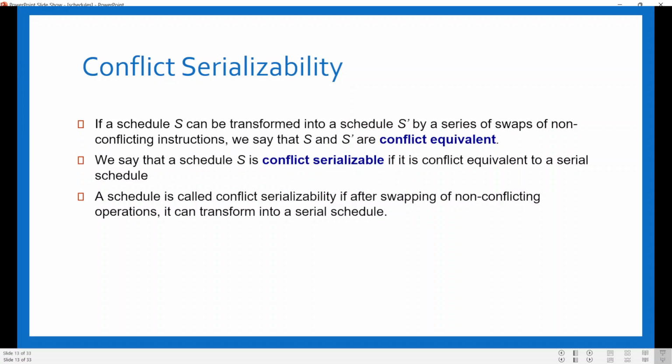So basically, in a serial schedule, as you know, one set of transactions is executed first, and then another set of transactions is executed next. A non-serial schedule means there will be interleaving transactions. A schedule is conflict serializable if we can swap the non-conflicting operations and transform that schedule into a serial schedule.